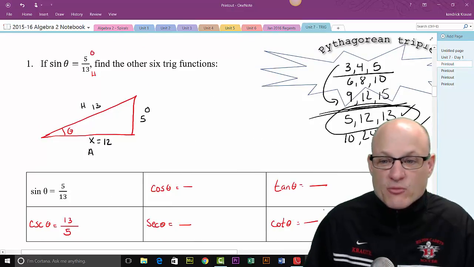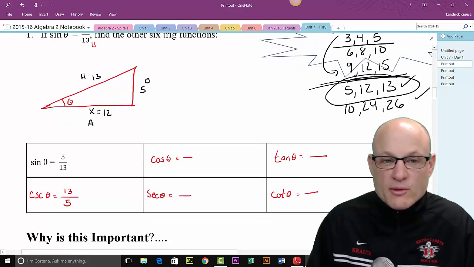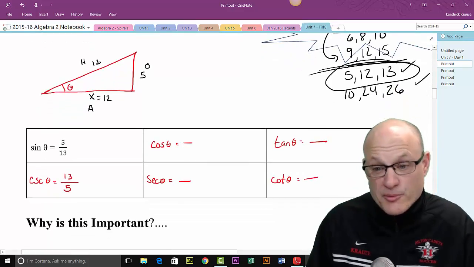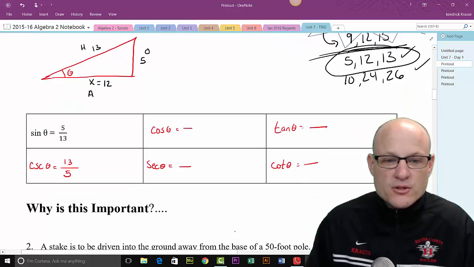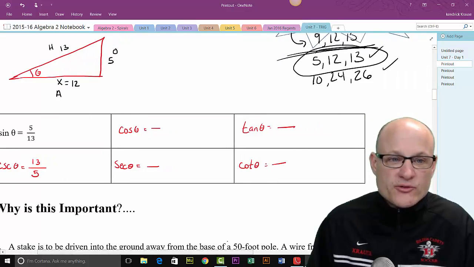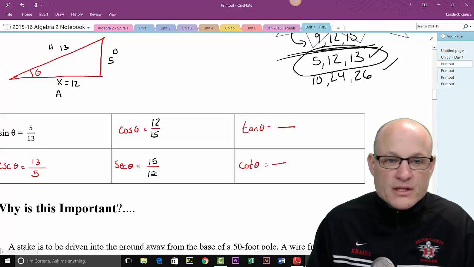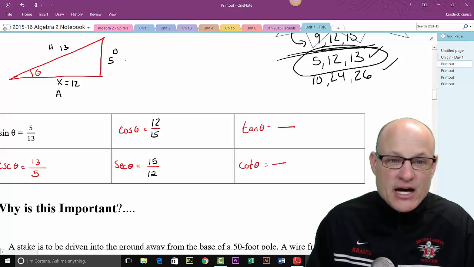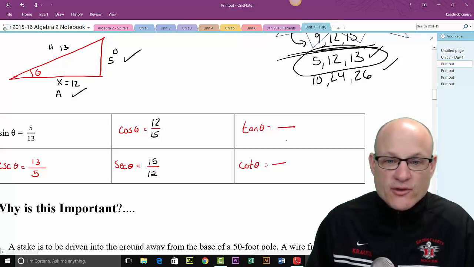Now, if you didn't get that, or if you don't remember the Pythagorean triples, don't worry about it. You can always use the Pythagorean theorem. So, what do we need? We need cosine. Cosine is adjacent over hypotenuse. That would be 12 over the hypotenuse 13. And this is the reciprocal of that, 13 over 12. Tangent is opposite over adjacent, so that would be 5 over 12. And its reciprocal function, cotangent, is 12 over 5. Hopefully you see that.